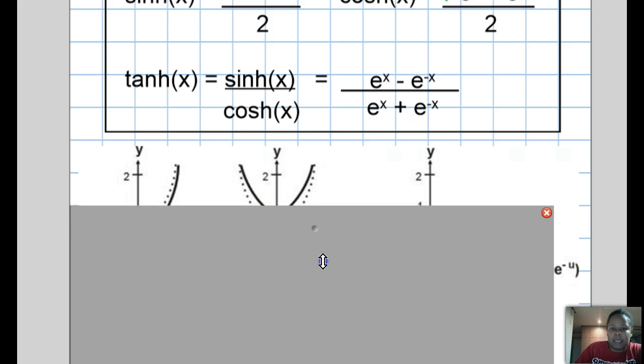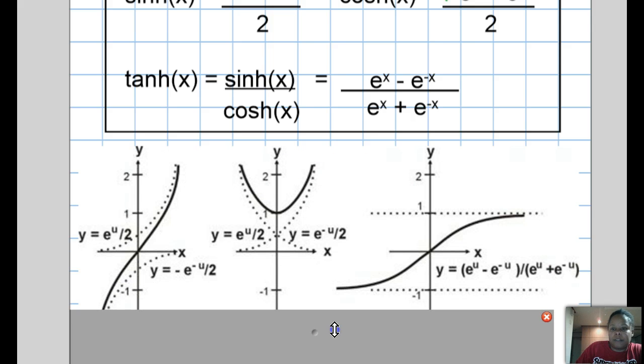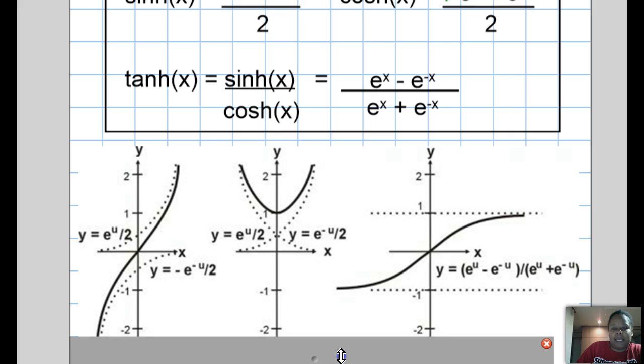So the question is, how do they look? And I included a graph to explain how they look. This one right here is the hyperbolic sine.